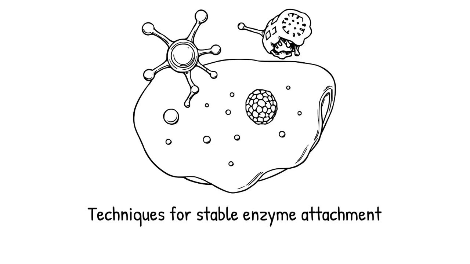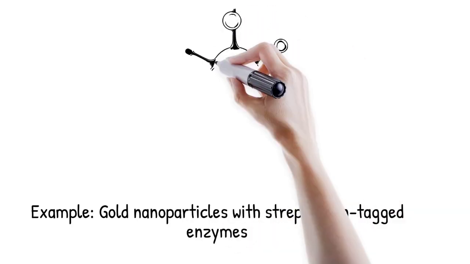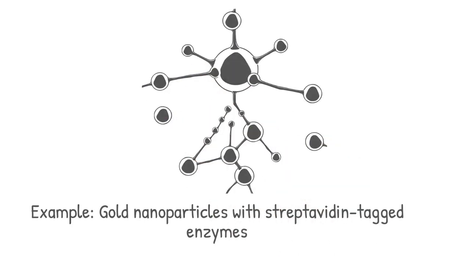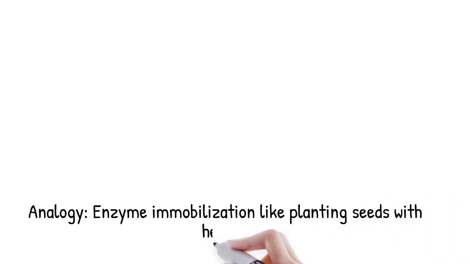Gold nanoparticles functionalized with thiolated biotin link streptavidin-tagged enzymes into dense, active monolayers. It's like planting seeds in a garden bed bordered by hedges. The walls keep the seeds from drifting away while allowing them to sprout and nourish the soil locally.